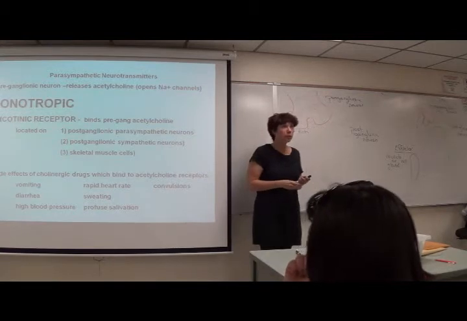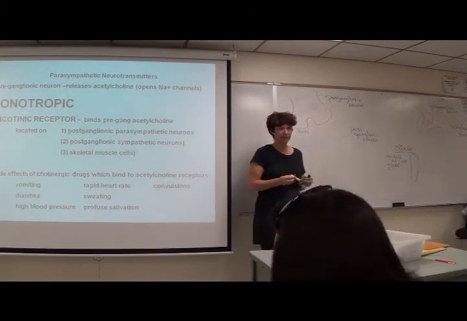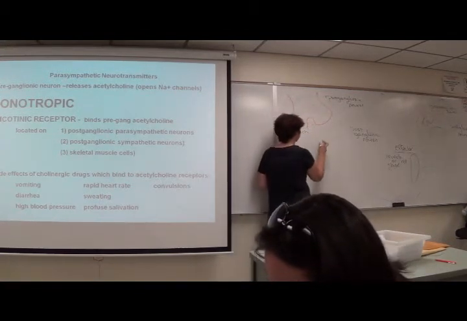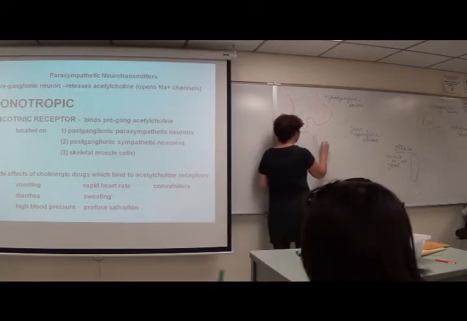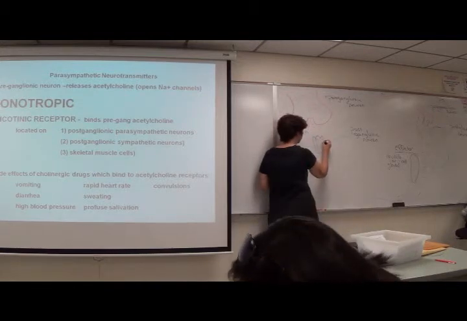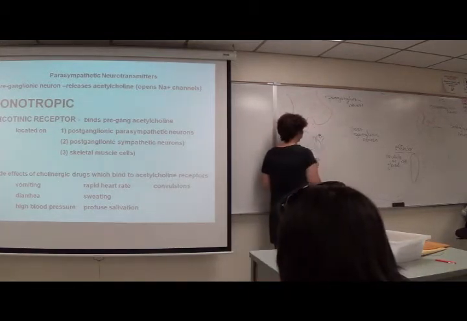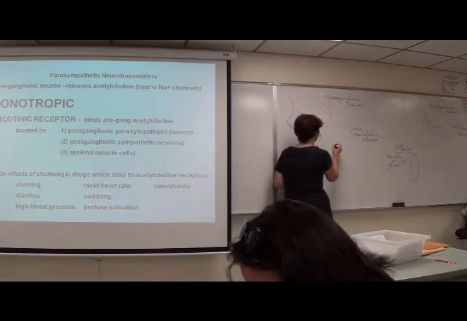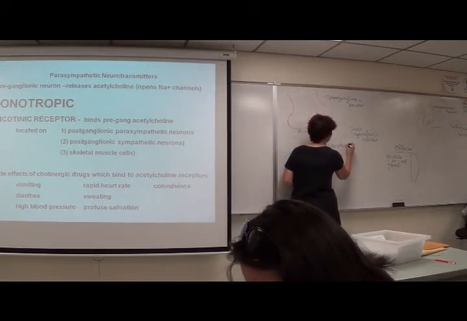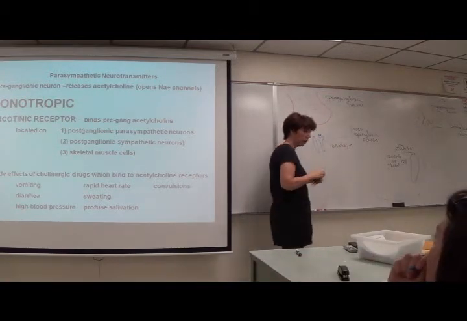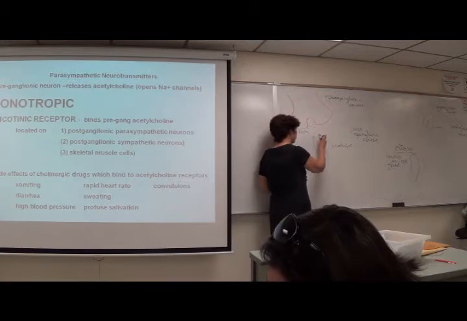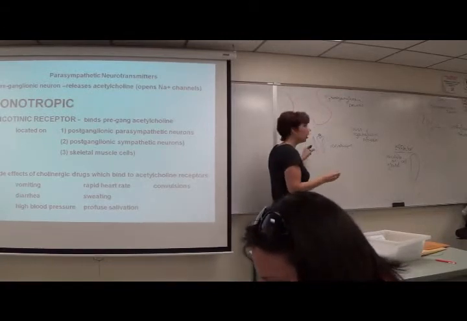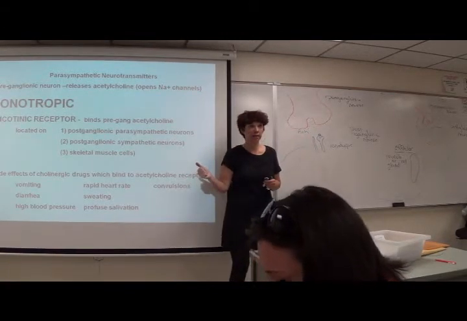This receptor is an ionotropic receptor. What does that mean? The receptor actually has the channel for the ions. So it's ligand gated, and when the acetylcholine binds to it, it will open. So the postganglionic neuron contains the ionotropic receptor for acetylcholine. So we're not talking about just any ionotropic receptor, but we're talking about acetylcholine. When it opens, it is a channel for sodium ions.